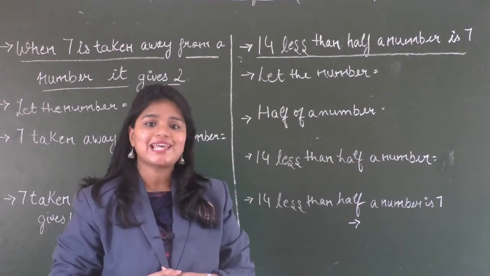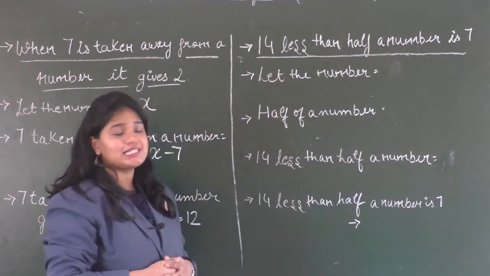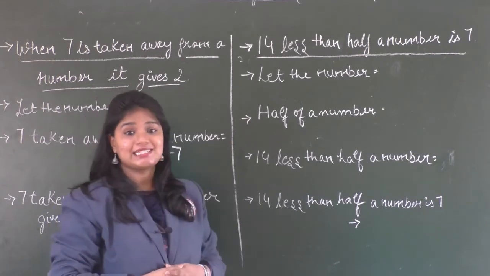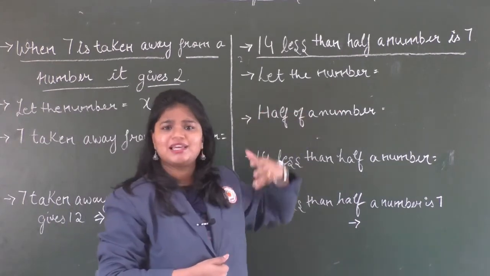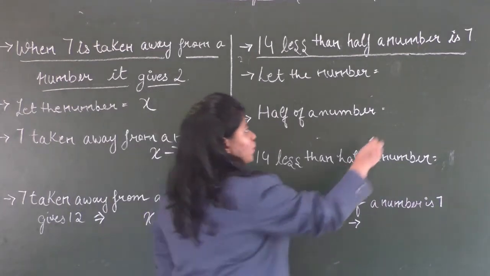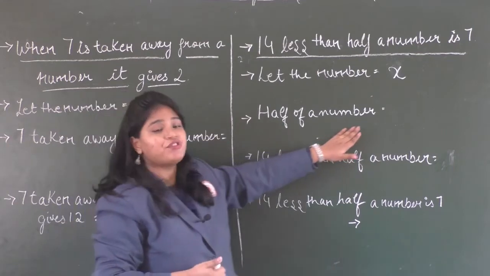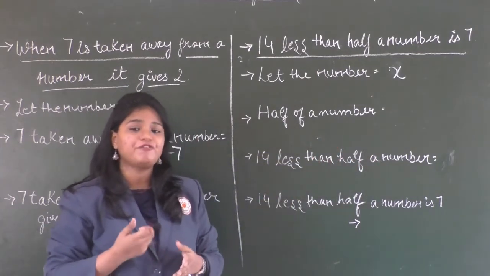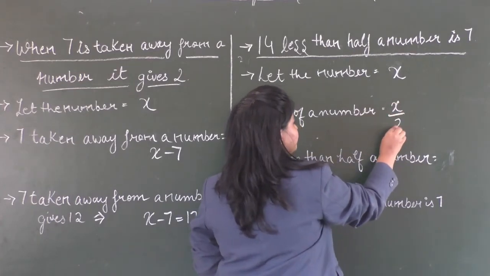Now let's do the second example. The statement says that 14 less than half a number is 7. So the first step is you will let the number as x, or any variable of your choice. Now it is half of a number. So what will be half of x? It will be x by 2.